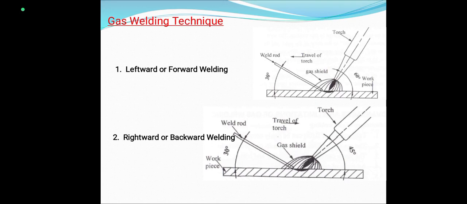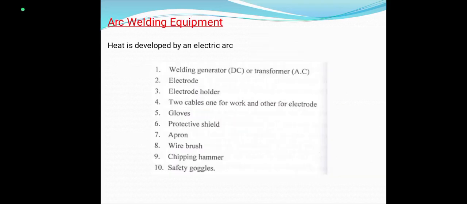Leftward or forward welding is a gas welding technique mainly used for arc welding and electric welding. Rightward or backward welding can be used for melting the metals on the backside. Thermite welding and MIG welding can be used in this method.